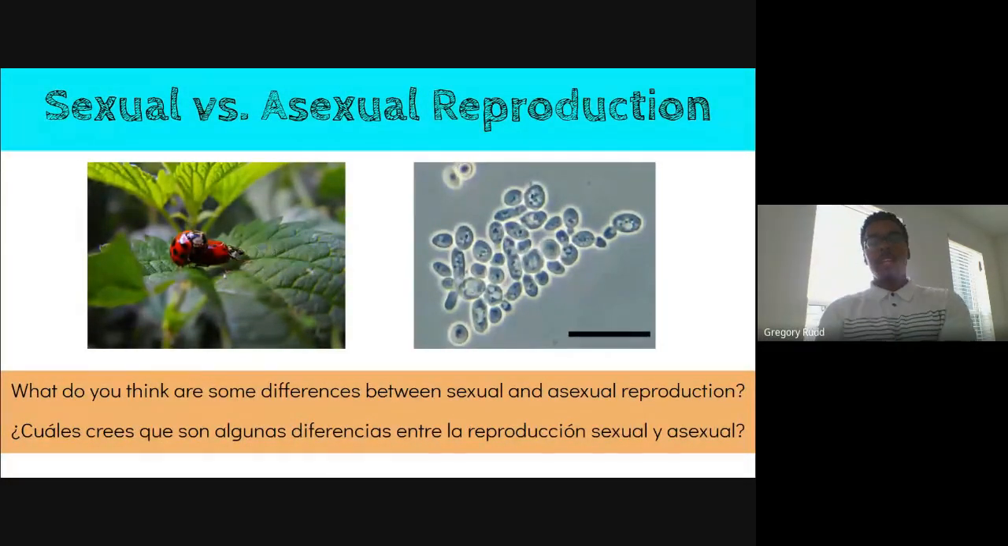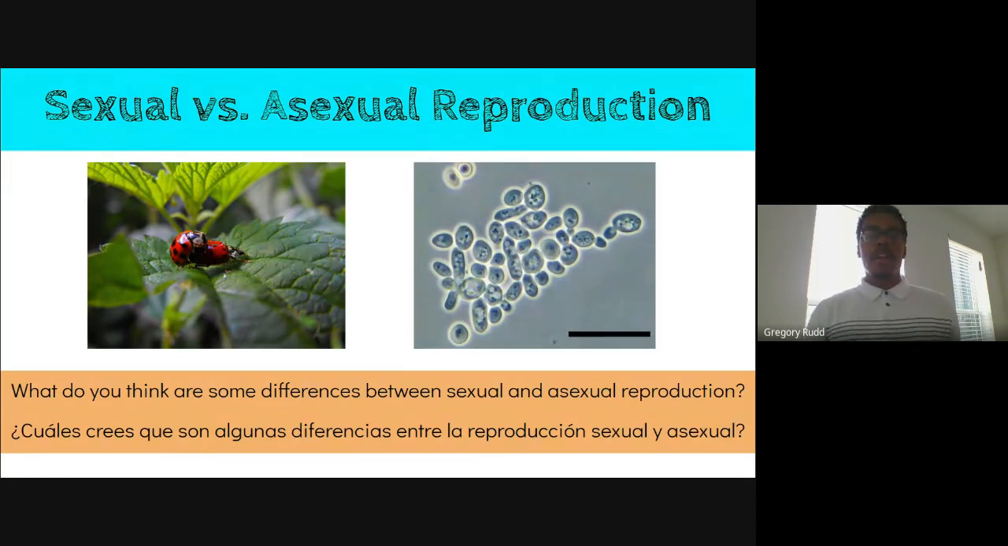Asexual reproduction, kind of like what Alicia was saying, we don't rely on 2 mates. So we don't need a mate that has sperm and a mate that has eggs. It only needs 1 individual. This is how most bacteria, most unicellular organisms are able to reproduce asexually. That means that they can literally just make copies of themselves.